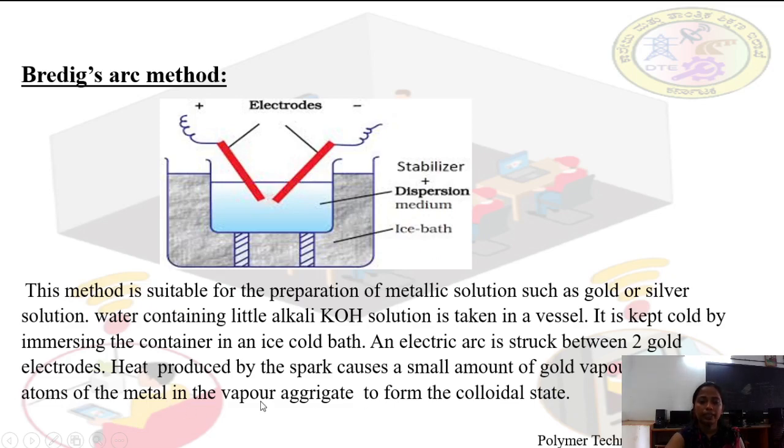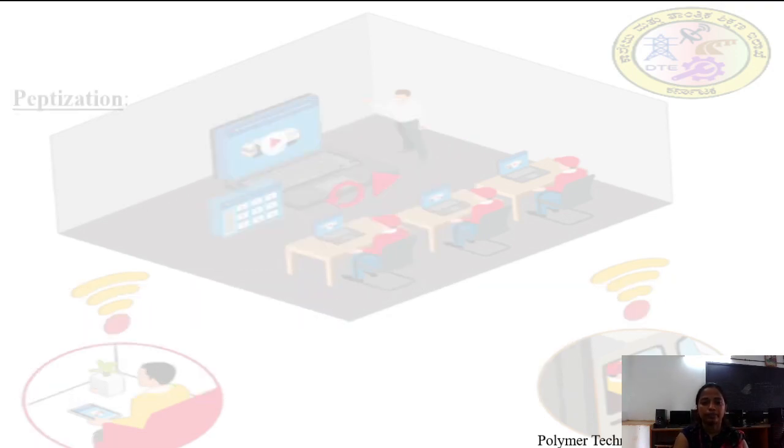The atoms of the metal in the vapor aggregate to form the colloidal state. So when the gold vaporizes, the atoms of the gold aggregate, meaning they come together, and they form the colloidal state. So this is a method specially used for the production of metallic solutions such as gold or silver solution. Here KOH solution is used as a stabilizer. This is the Bredig's arc method.